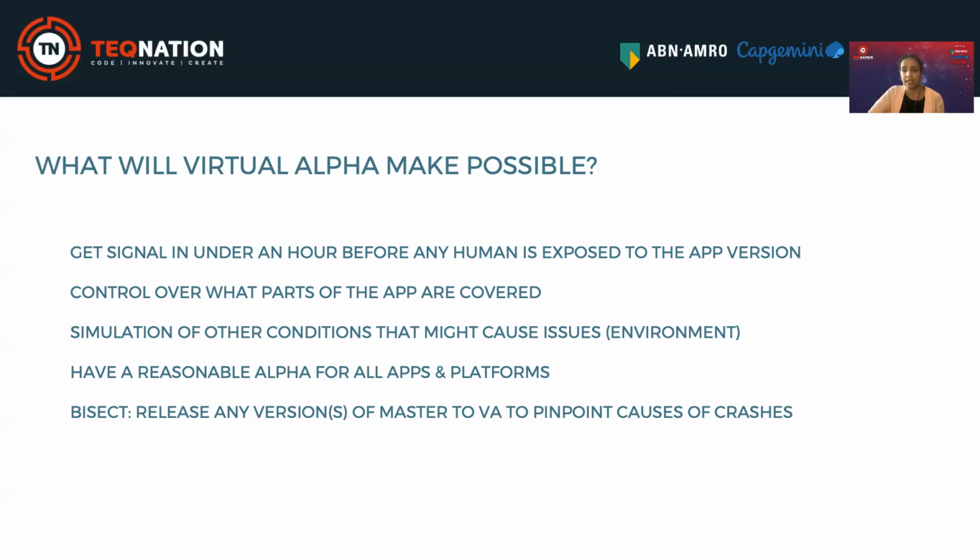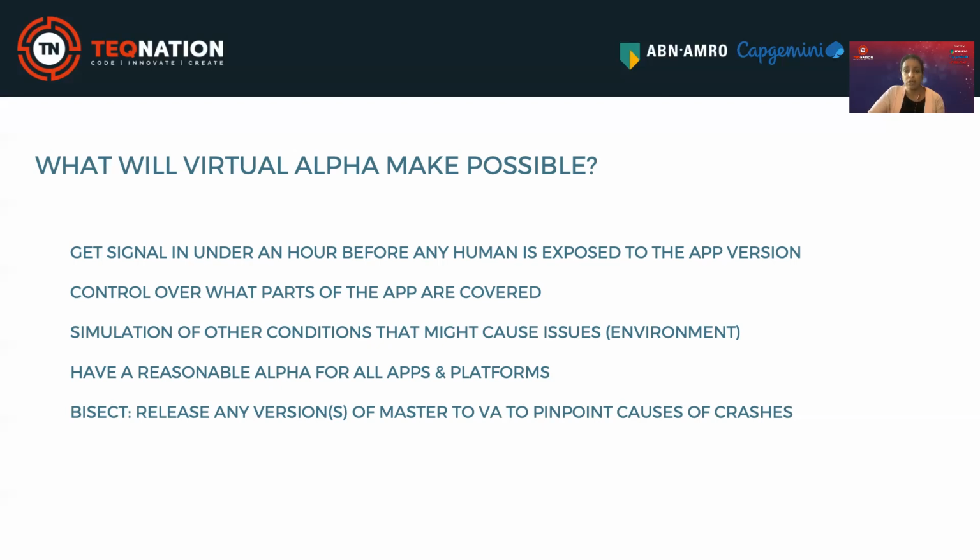We can also simulate conditions in the environment, for example, peak usage of the backend or low memory on the device. These conditions sometimes don't happen very often when you have a small population of users, for example alpha users. Peak hours are a couple of hours per day, so you have to test for at least a whole day to make sure that you cover this scenario. But with virtual alpha, we can even simulate these conditions so that we get the signal much quicker.